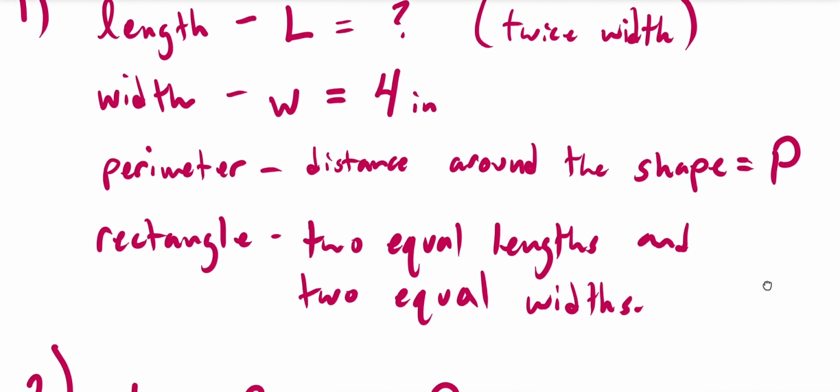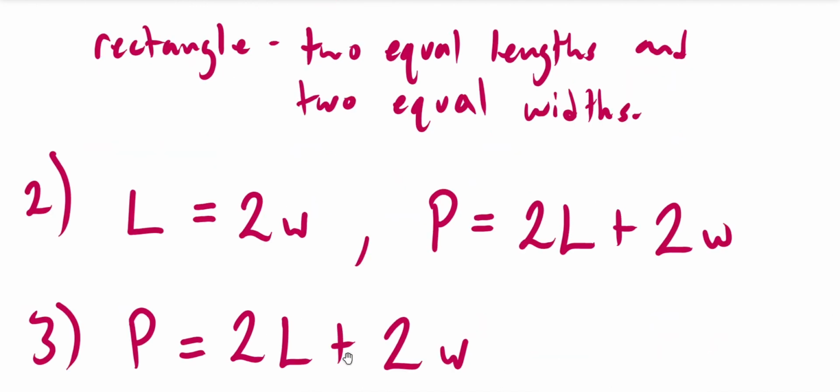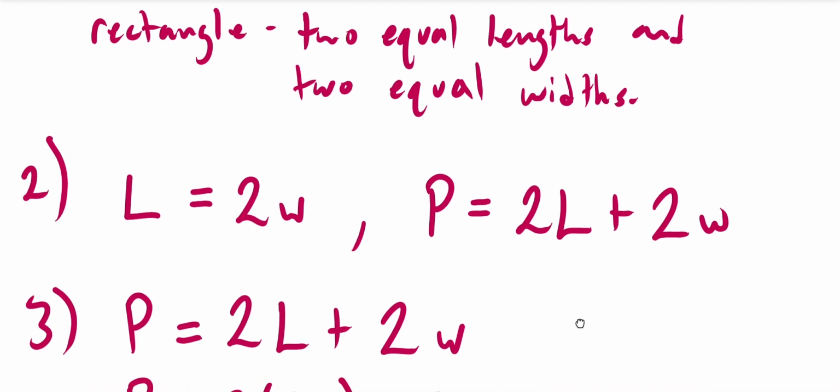And then step 2, let's combine those facts into equations. So we know that L is equal to 2W. Yes, that means L is 8. Hold on. Just let the algebra do its work. Let it cook. Now, P is 2 lengths and 2 widths. So the perimeter of a rectangle is 2L plus 2W. Let's put these 2 equations together.